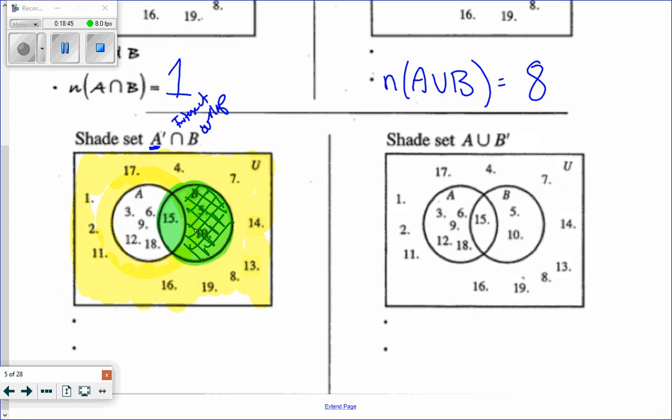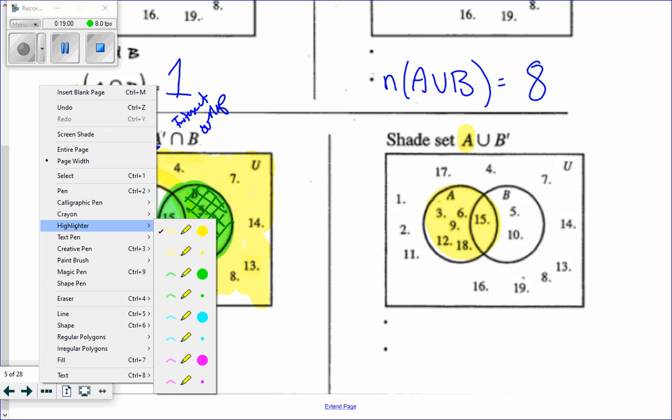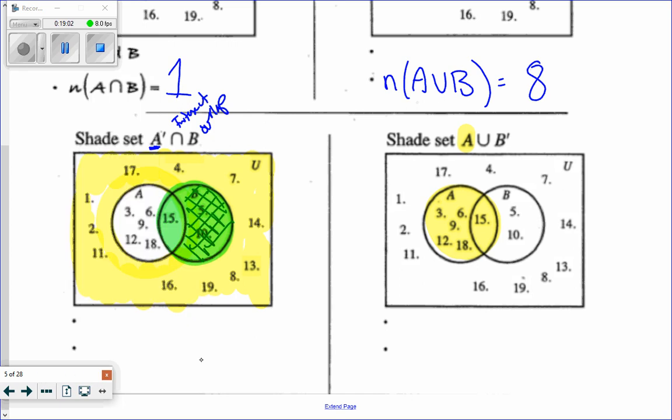Okay. So what is A? Well, A is this circle right here. Right? That's A. Not B is everything outside of B. So here's B. Everything outside of it is all of that.